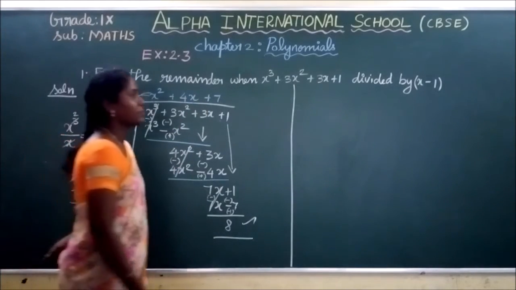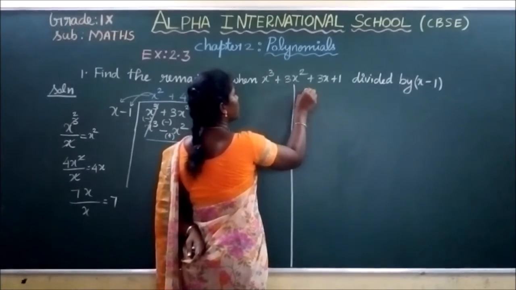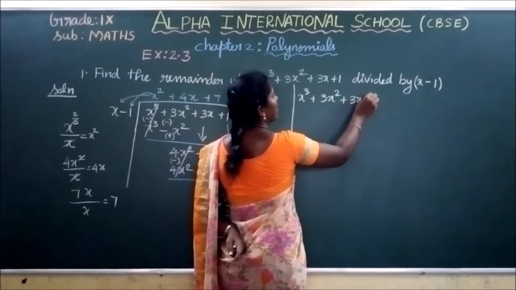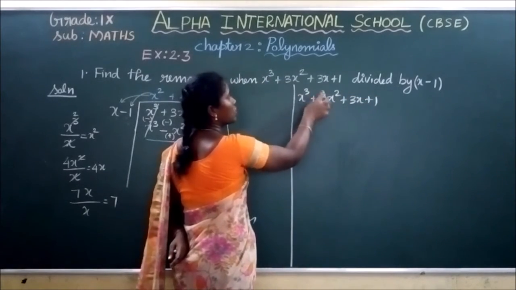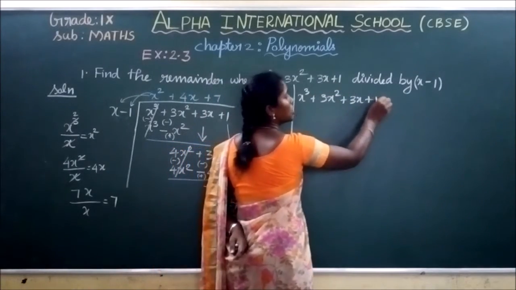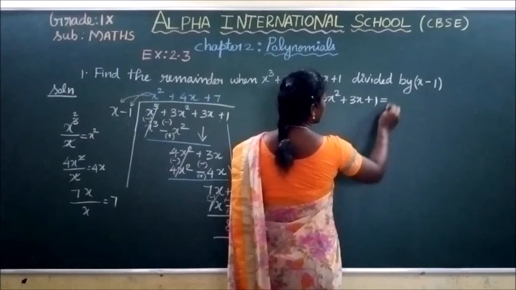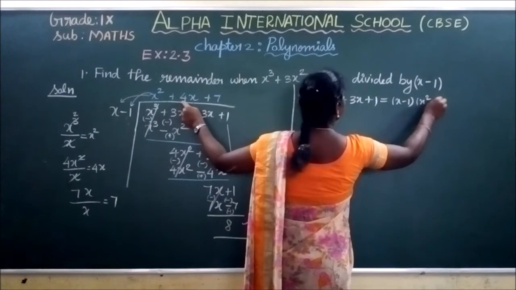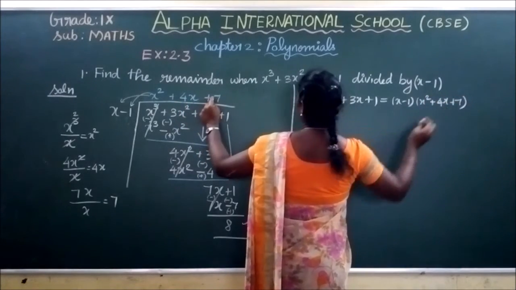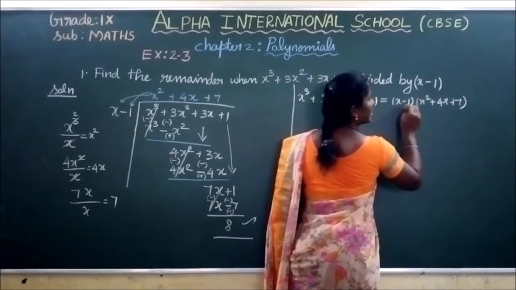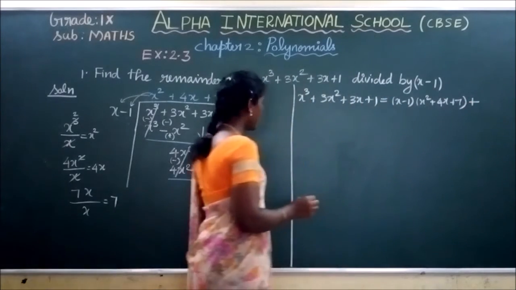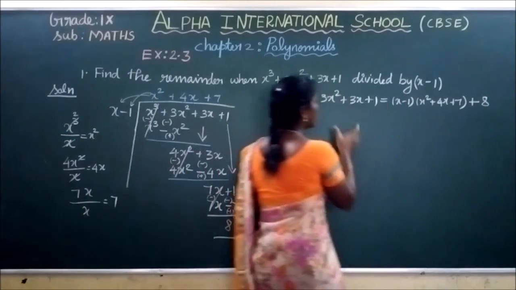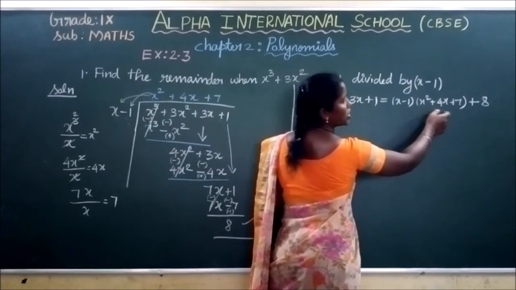How can you write this relationship? The dividend x cube plus 3x square plus 3x plus 1 is equal to, what is the divisor here? x minus 1. The quotient x square plus 4x plus 7 into x minus 1, plus, what is the remainder we are getting here? 8. So plus 8. So dividend is equal to divisor into quotient plus remainder.